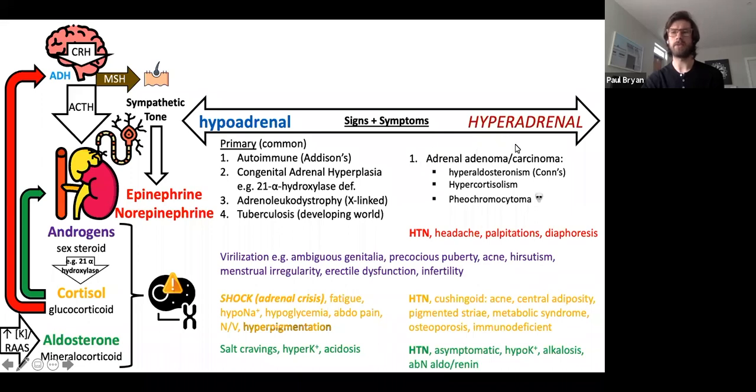Now, in terms of hyperadrenal states, the main things are different adenomas and carcinomas that are causing excess secretion, causing uncontrolled autonomous secretion of the adrenal hormones. So you can just go through them all. Hyperaldosteronism, which is called Conn syndrome. Hypercortisolism, which would be an adrenal adenoma that's producing extra cortisol or glucocorticoid.